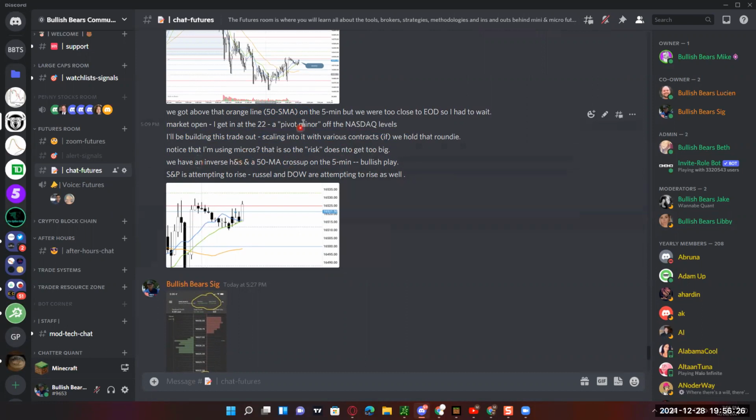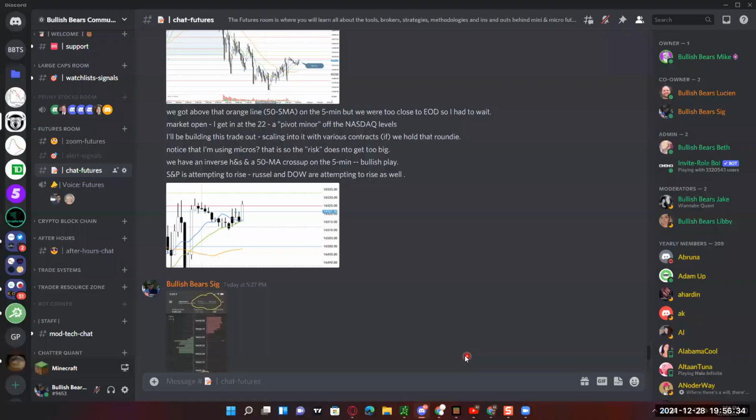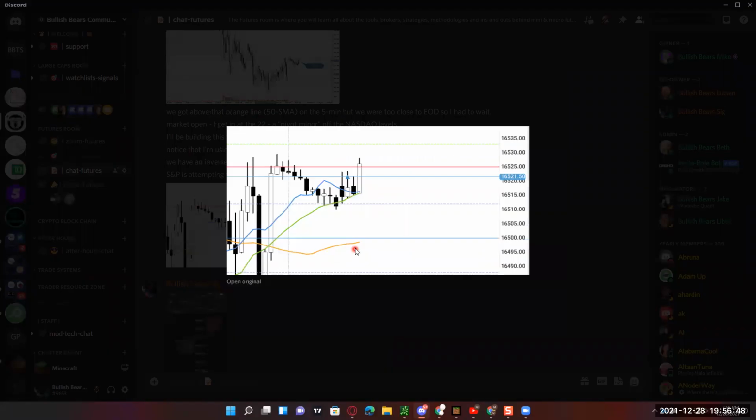And we had an inverse head and shoulders coming into the afternoon. You can see that here in the picture, right? Left shoulder, head, right shoulder. So everything was looking really bullish. Price crossed the 50, 20 crossed the 50, inverse head and shoulders. We're ready to go. So I take the trade, take a little bit of heat. The market starts working in the right direction.